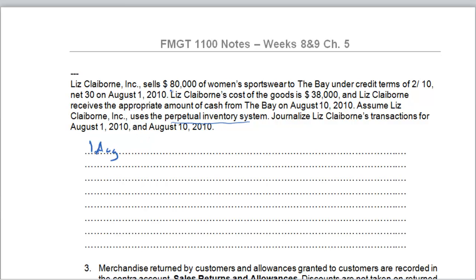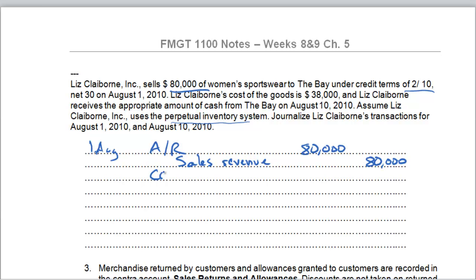On the 1st of August, what happens? Well, they sell $80,000 worth of stuff, so we're going to debit accounts receivable, $80,000. Had they been paid cash, we would have debited cash, but we know, because they talk about credit terms, that it's accounts receivable. And sales revenue, $80,000. Same entry.